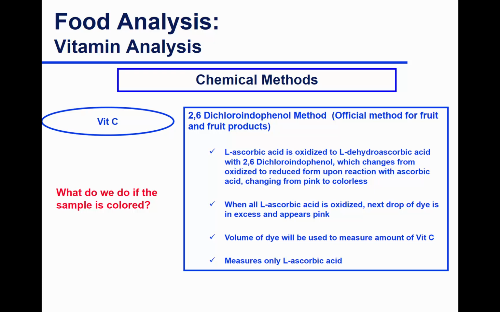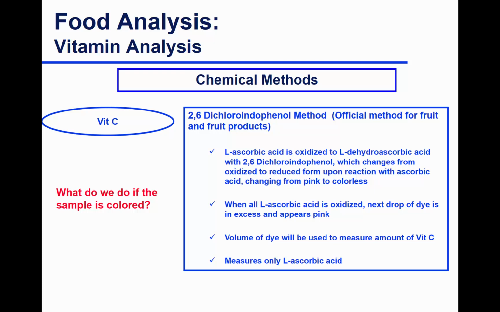And then when the dye is reduced, it goes from a pink, or you've seen it as a dark purplish color, to colorless. And when all L-ascorbic acid is oxidized, there's no more reduced form. Another drop of the dye turns your solution or your beverage pink. And then we use the volume of the dye to measure the amount of vitamin C using the titer. It only measured the L-ascorbic acid. So we used the titration, and then we looked at the endpoint as the determination.